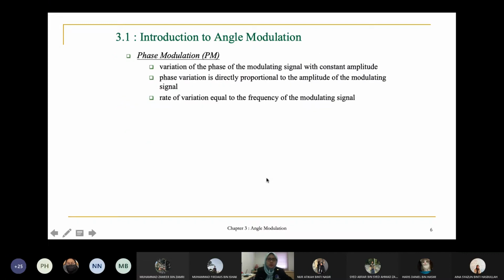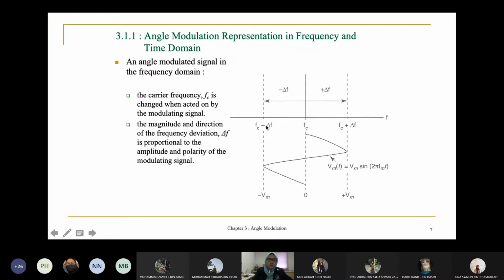So same for the phase modulation. The phase variation is directly proportional to the amplitude. Okay, so apa yang mengubah, dia follow apa? Dia follow amplitude of the Vm.